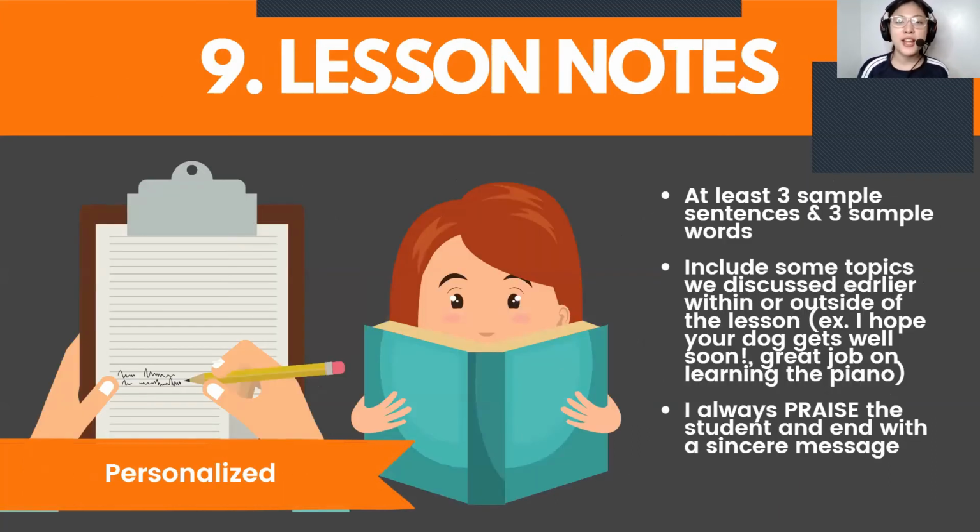Tip number 9 is to write good lesson notes. So although the minimum requirement is only 2 words and 2 sentences, I write at least 3 sample sentences and 3 sample words from the lesson. When writing the lesson notes or the message to the student, I also include some topics we discussed earlier that are maybe outside of the topic. For example, I heard that his or her dog is sick. I'm going to tell him that I hope your dog gets well soon and other things like that, just to again make the student feel that I care about him.